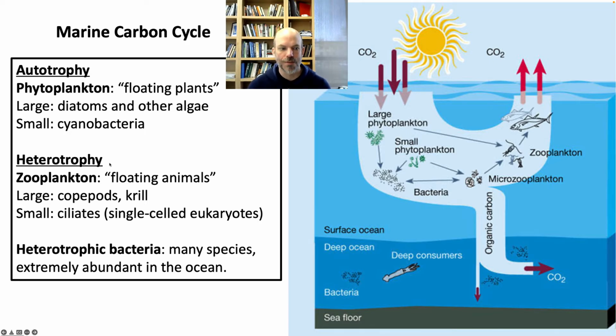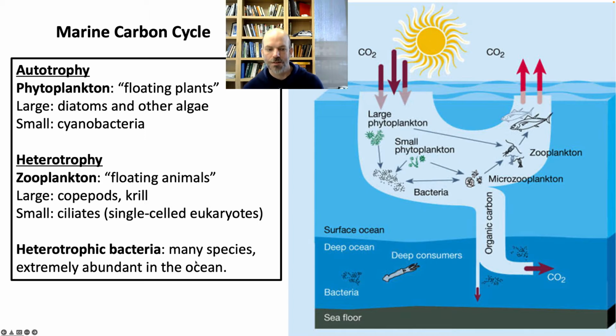Heterotrophy, you can also call the organisms that do heterotrophy in the ocean zooplankton. This means floating animals. Large zooplankton include things like copepods and krill, and then the small zooplankton are ciliates, as one big example. In other words, single-celled eukaryotes. These are microbial eukaryotes that go around eating other very small cells and eating organic molecules floating around in the ocean. Then heterotrophic bacteria, which are usually considered to be separate from the small zooplankton.